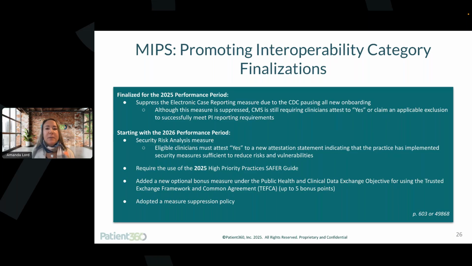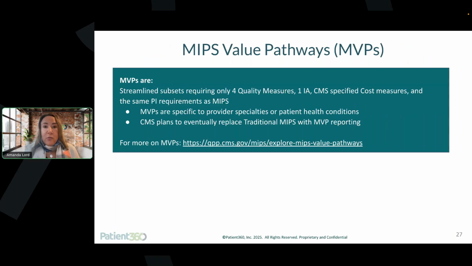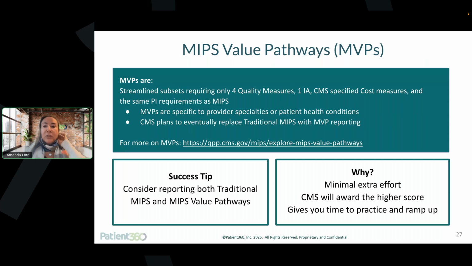All right, MVPs. MVPs have been running concurrently with MIPS now for several performance periods. We haven't seen a massive adoption. We're seeing bits here and bits there. And at this point, there's really a decent inventory. So if you have an MVP now that's representing your specialty type, there's really no reason not to submit the MVP. CMS's goal is to phase out traditional MIPS and fully replace it with MVPs, possibly by 2029. So it's coming.